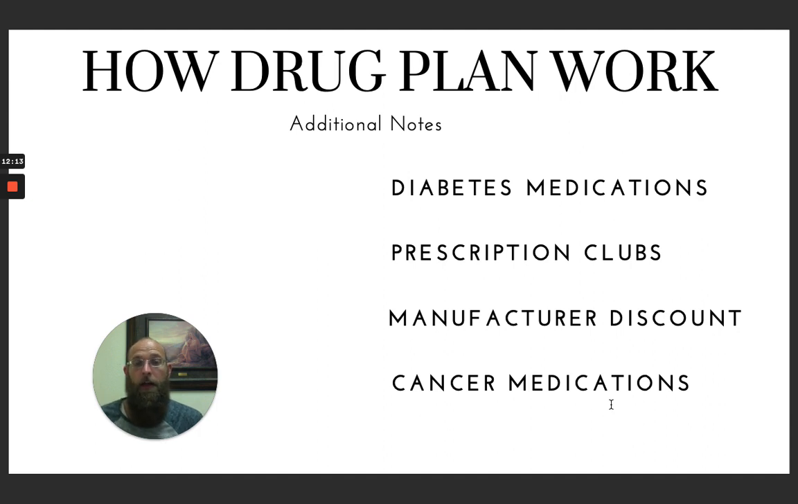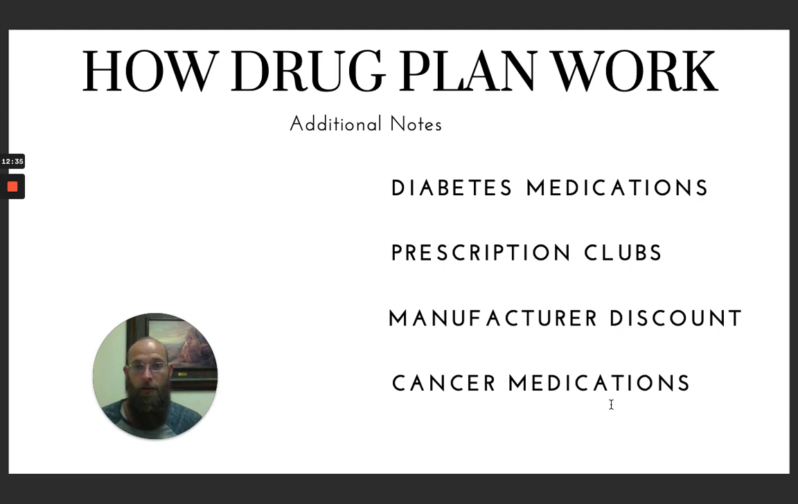Manufacturer discounts. These generally are not available if insurance is covering your medication. But again, once you get to the donut hole, insurance is not covering your medication at that point. And so you can always look and see if you can qualify for a manufacturer's discount while you're in that donut hole. That can be a huge benefit to you as well.